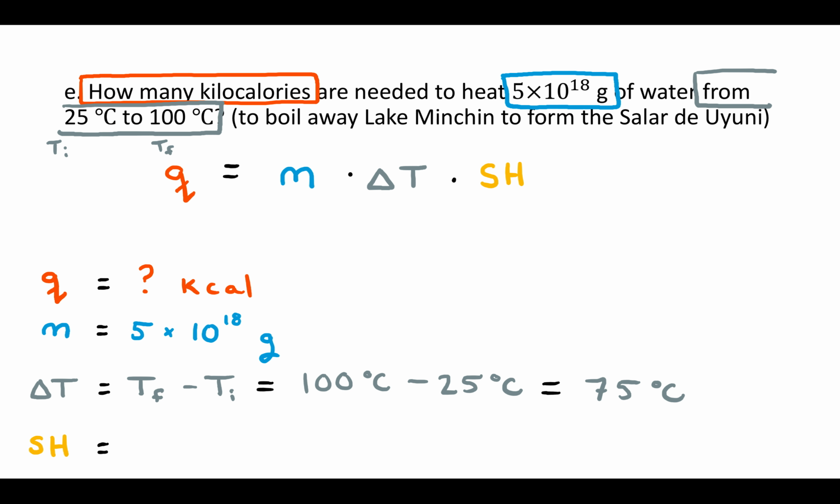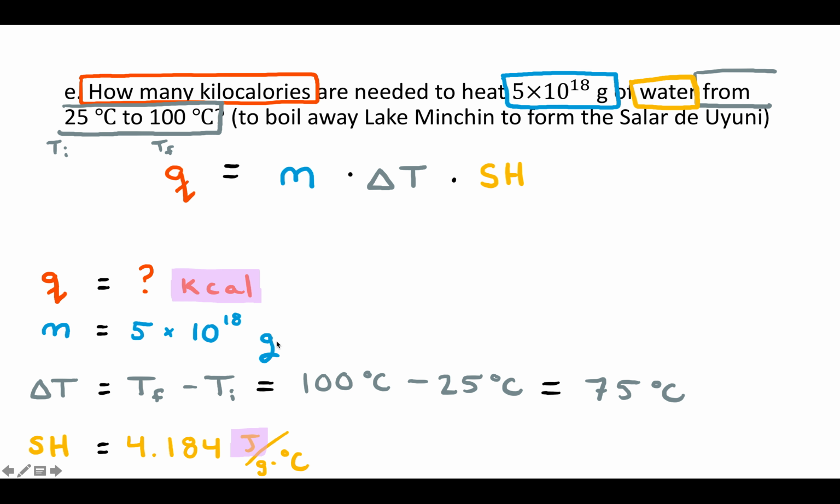be 75 degrees Celsius. They don't give us the specific heat, but they do tell us we're working with water, and we've got it memorized. The specific heat for water is 4.184 joules per gram degree Celsius. Let's take a quick look at the units. Note that the kilocalories that they want do not match the units for energy in the specific heat. So we're going to have to do conversions after we plug this in.